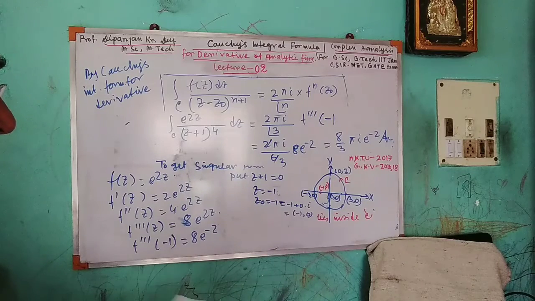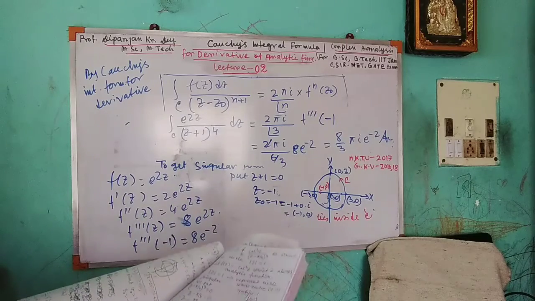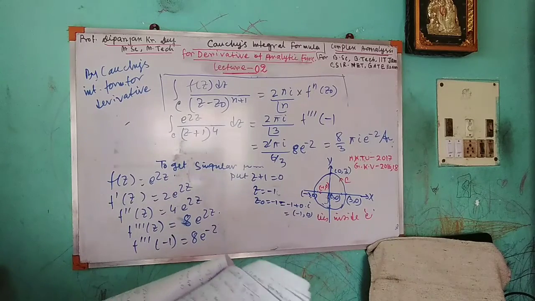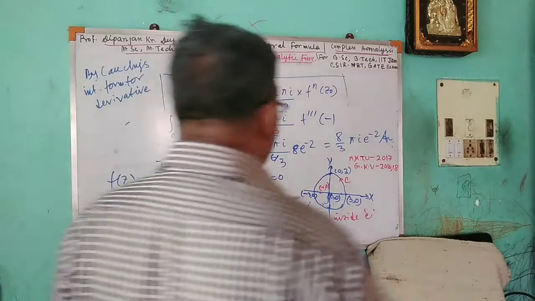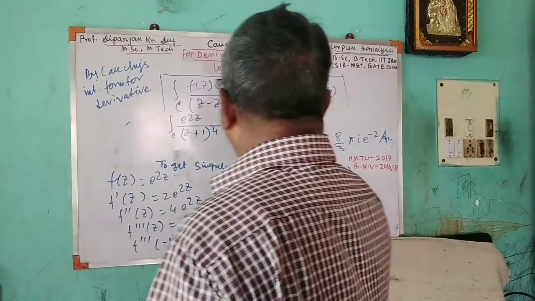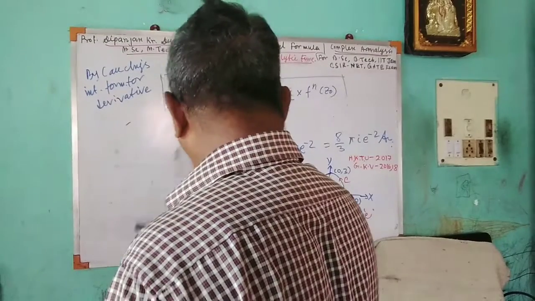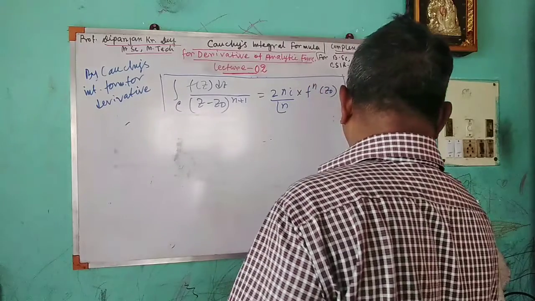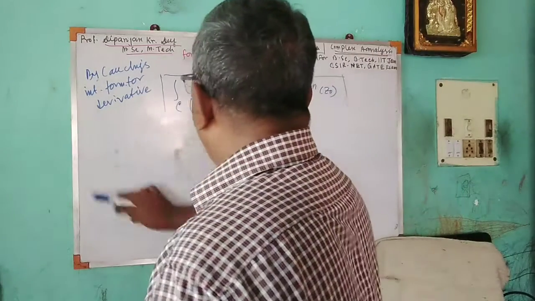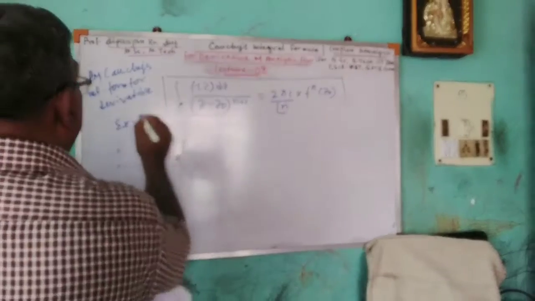What is the next sum? The next sum also uses Cauchy's integral formula for derivatives. Okay. Using Cauchy's integral formula for derivatives, how to get this? This is the formula. The next sum I am writing over here. You just follow me. This is Cauchy's integral formula. So example number 3 now.